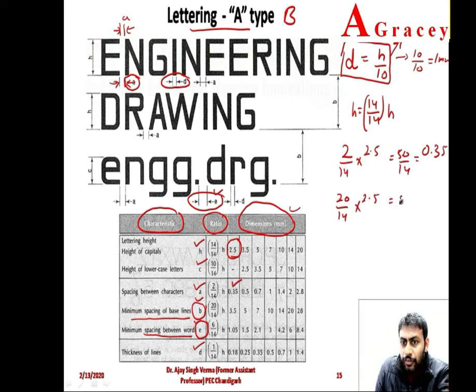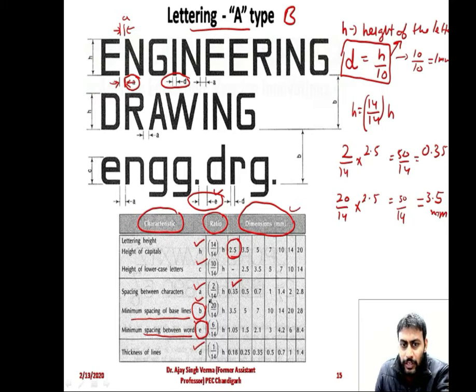Similarly, 50 by 14. So if one decimal is increased from the previous one, it has a B value of 3.5 mm. You can also calculate in mm, student, from your calculator. So it has the same dimension and same calculation.